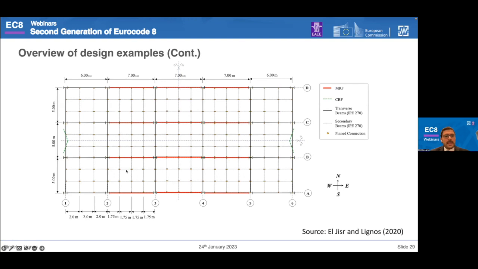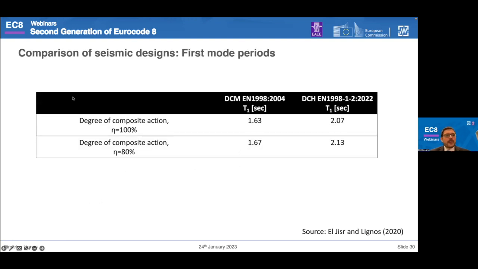But with this plan view, one thing that you will see is that usually the first mode periods of designs according to the new code, which is the column here on the right, would generally be a bit larger compared to what you would typically get in DCM. For instance, if you use a degree of composite action of 100%, DCM would give you about 1.6 seconds, whereas the new provisions would be in the range of 2 seconds. The reason is that now we're not doing the drift limit verification for serviceability, but only check drift limits at the significant damage limit state. And naturally that makes the structures a bit more flexible, because as we said, moment frames above 4 stories would be drift controlled.